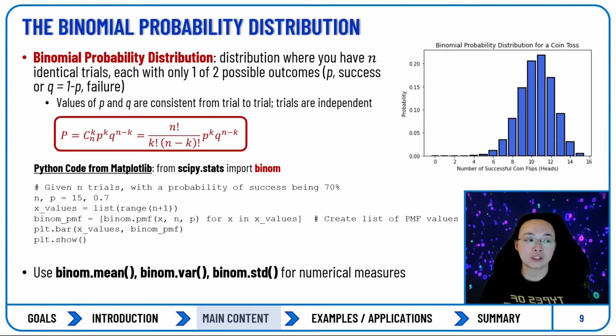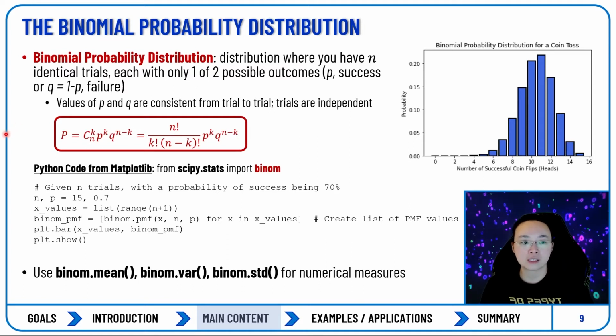Next, we can move on to the binomial probability distribution. The binomial distribution is very simple. It's a distribution where you have n identical trials, each with only one of two possible outcomes. When we have two possible outcomes, we simply say one is a success and one is a failure.